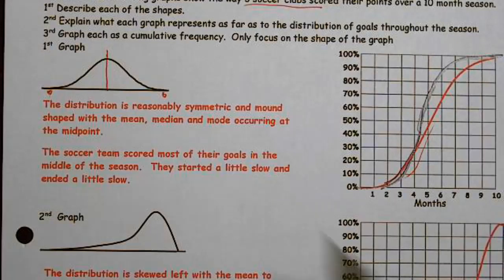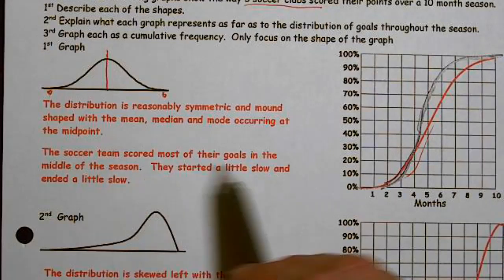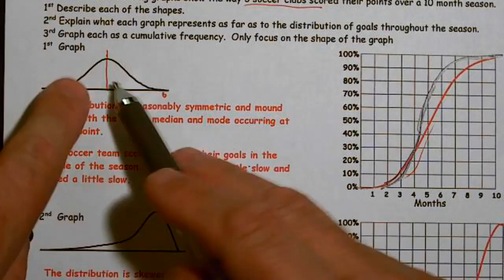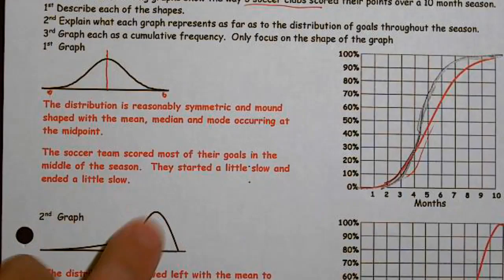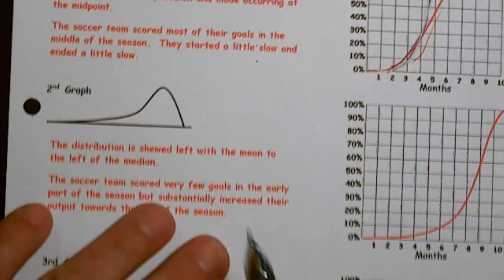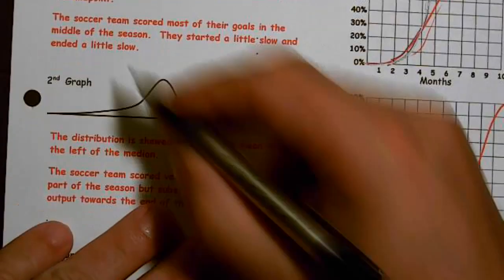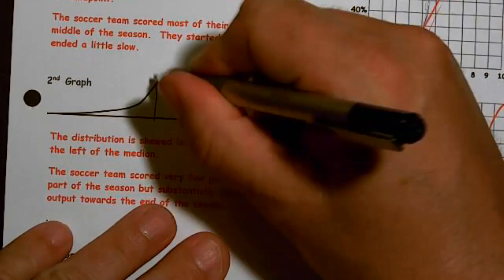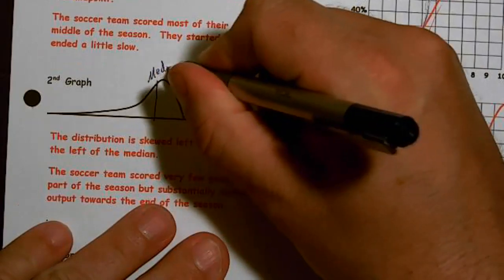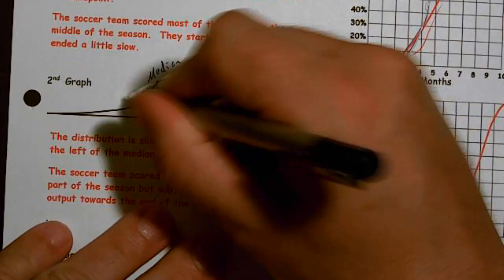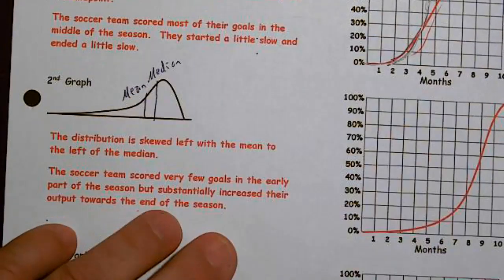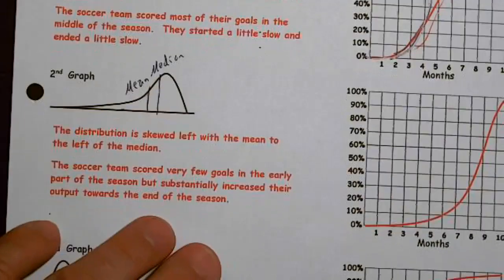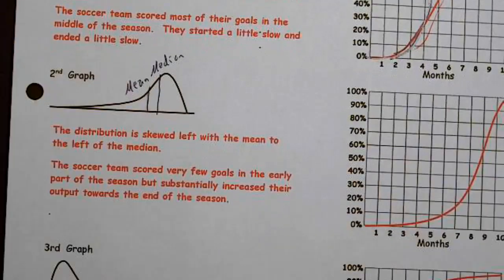Okay, so the soccer team scored most of their goals in the middle of the season, which is what we said here. And they started a little slow and ended a little slow. In the second graph, we're skewed to the left. And so if our median occurred here, our mean is going to be somewhere to the left of that. Remember, stretched to the left, skewed to the left, the mean is to the left.